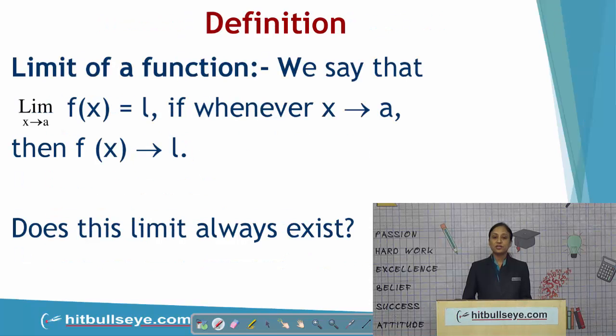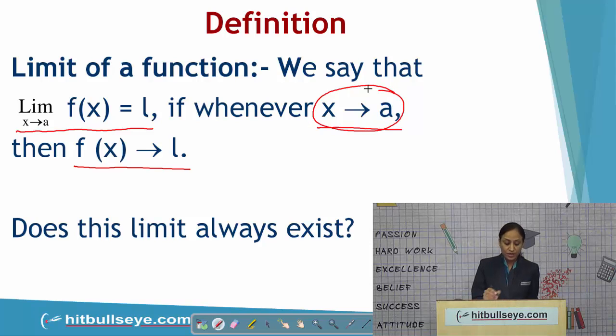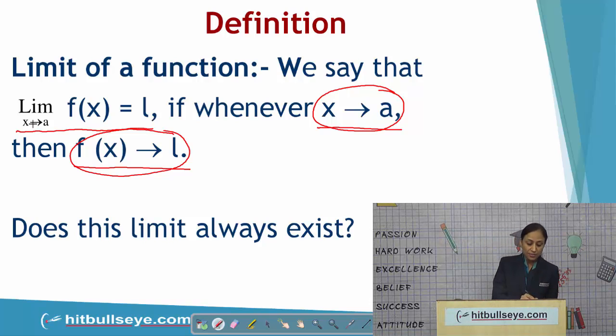Now coming to the definition of a limit of a function, we say that limit x approaches a, f(x) is equal to L if whenever x approaches a, then f(x) approaches L. This basically means that whenever the value of x comes very close to a, then the value of f(x) should come very close to L. And then we express it by saying that limit x approaches a, f(x) is equal to L.